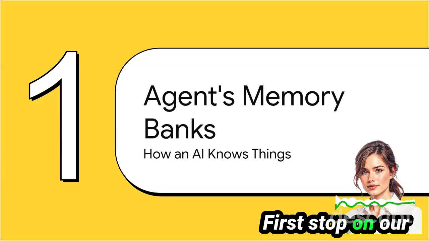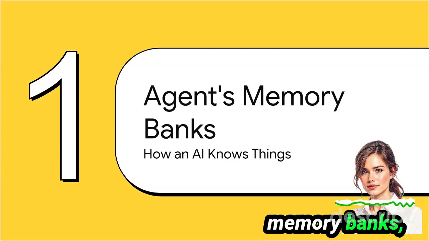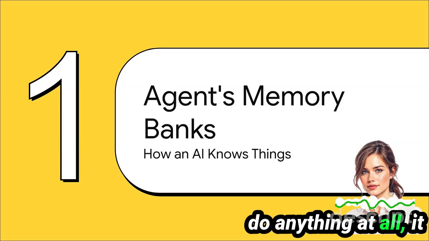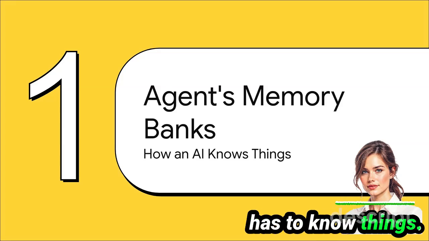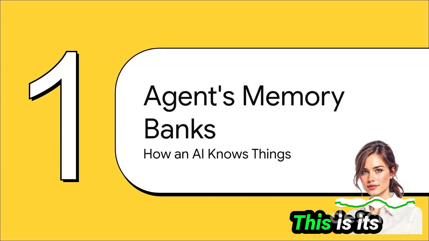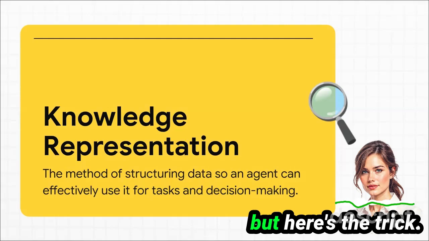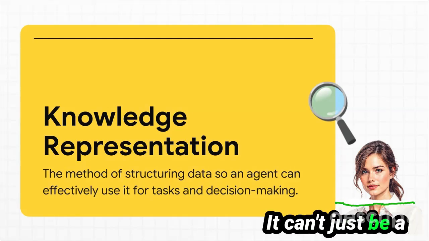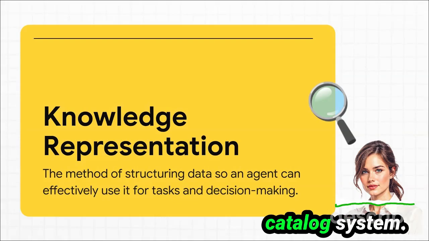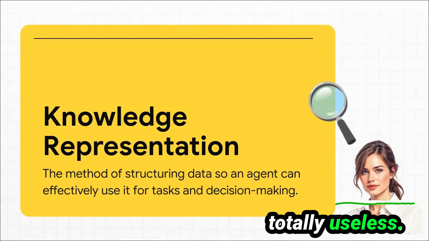Okay, first stop on our map, the agent's memory banks. Because before an AI can think or act or do anything at all, it has to know things. It needs a library, a foundation of facts about the world. This is its knowledge base. But here's the trick. It can't just be a messy pile of data. I mean, imagine a library with no catalog system. It would be totally useless.